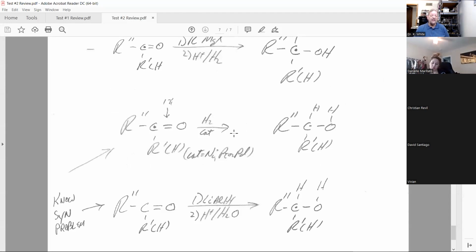All right, now, when you have a carbonyl group, you have a carbon-oxygen double bond, a pi bond and a sigma bond. And you know pi bonds can react with hydrogen and a catalyst, nickel, platinum, or palladium, and you break the pi bond, and each atom of the double bond now gets a hydrogen. So you can take a ketone or aldehyde and convert it into an alcohol.